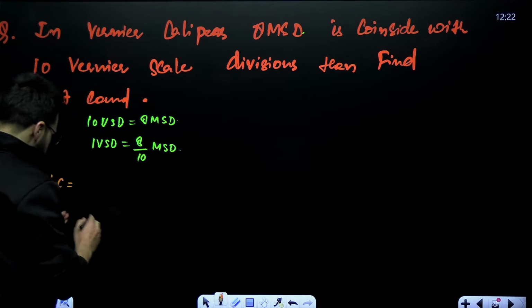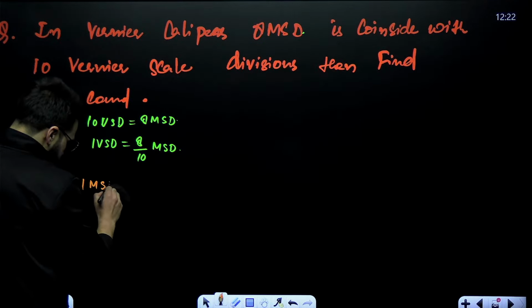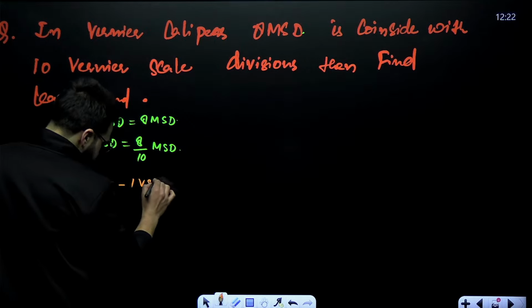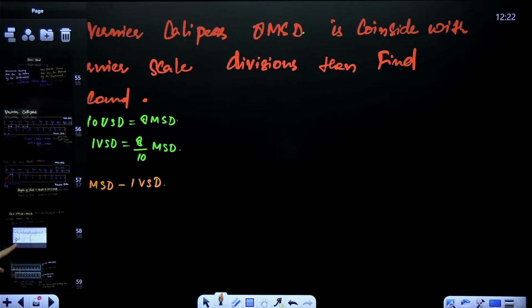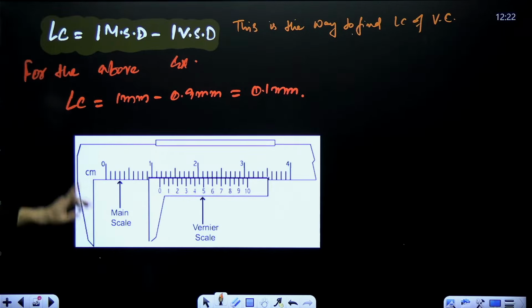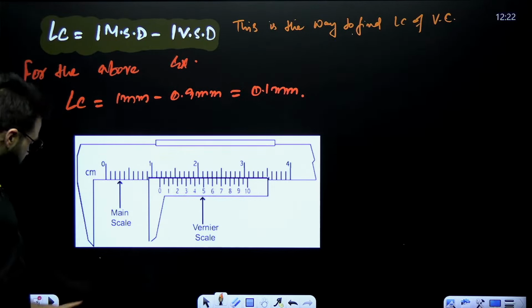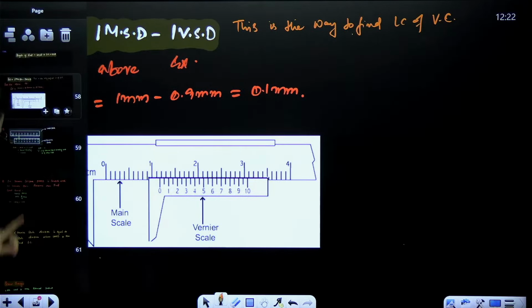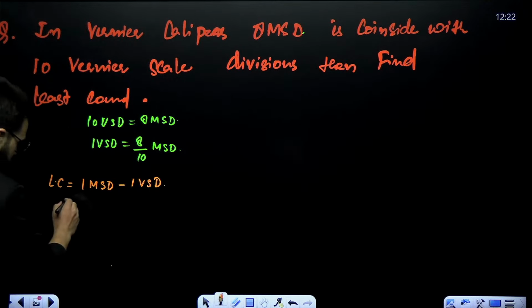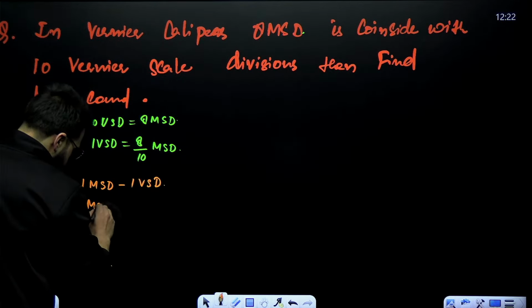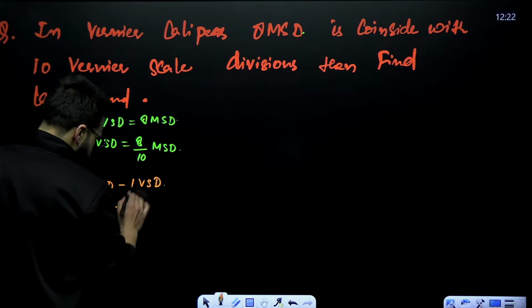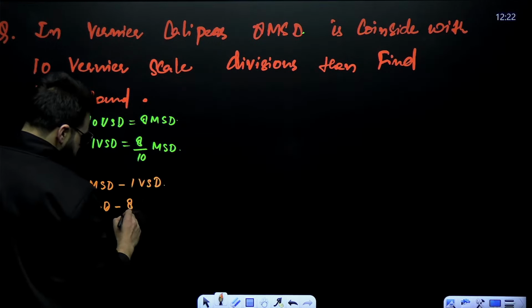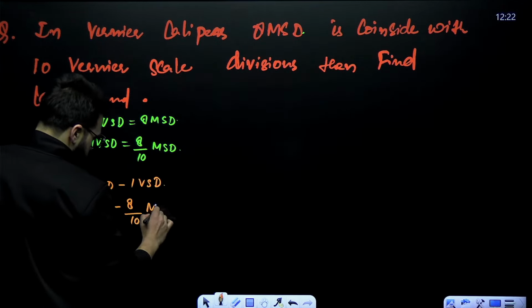We say, sir, that is 1 MSD minus 1 VSD. Recently I told you this is how we find the least count in case of vernier caliper. That is 1 MSD minus 1 VSD. Now you can say over here 1 MSD is also 1 mm. 1 MSD is equal to 1 mm minus 1 VSD. 1 VSD is 8 by 10 MSD.